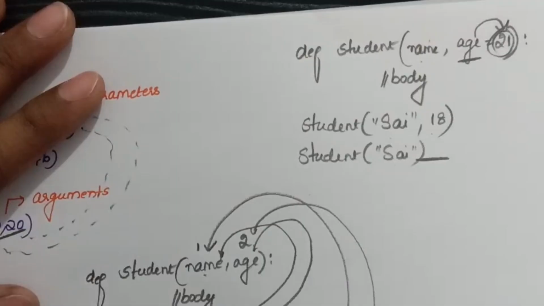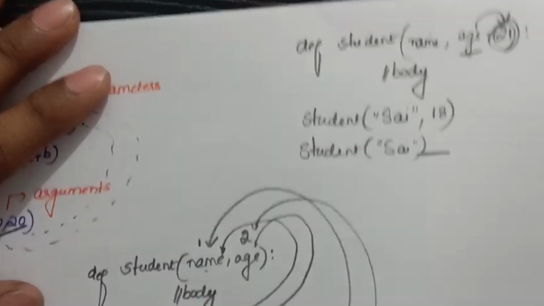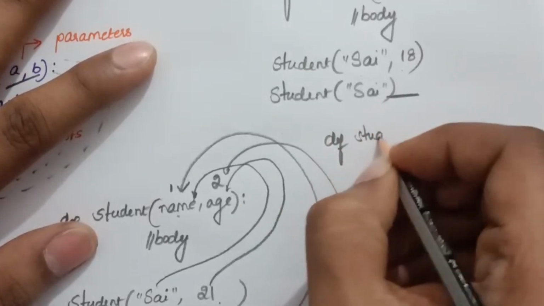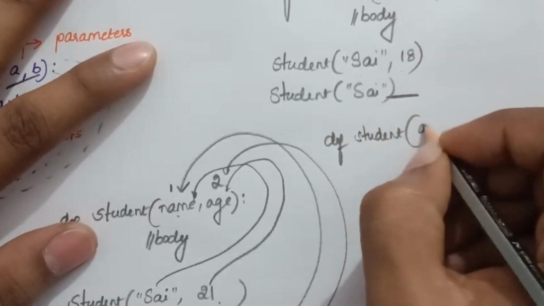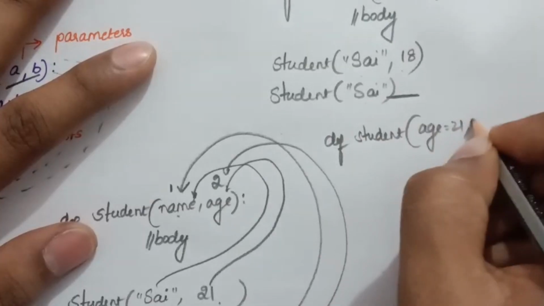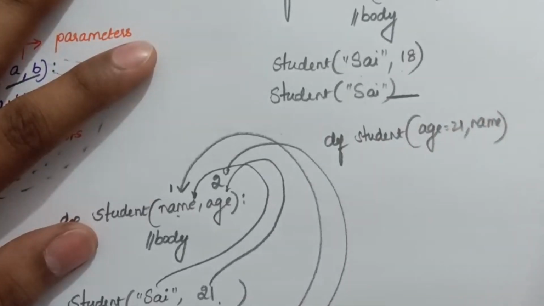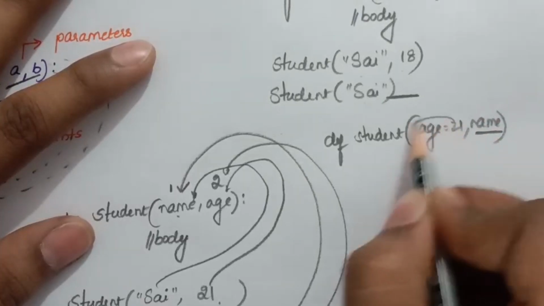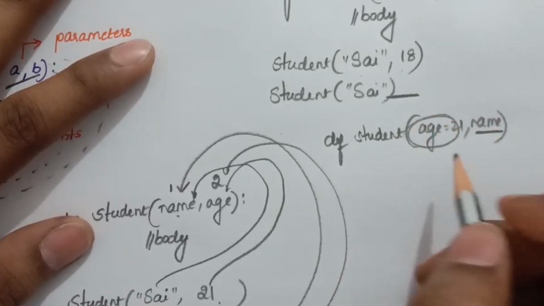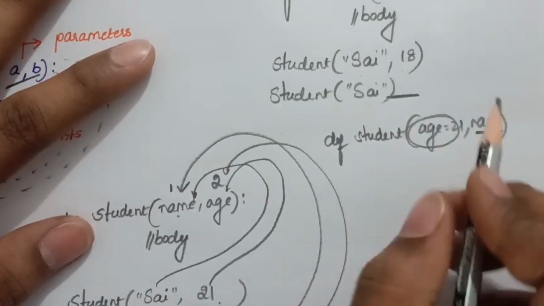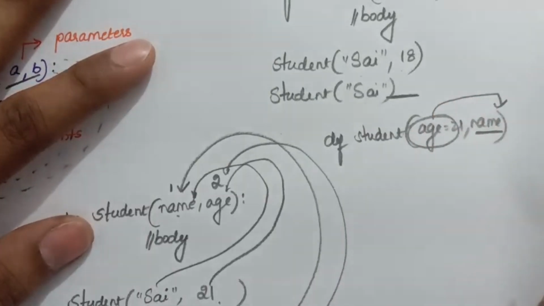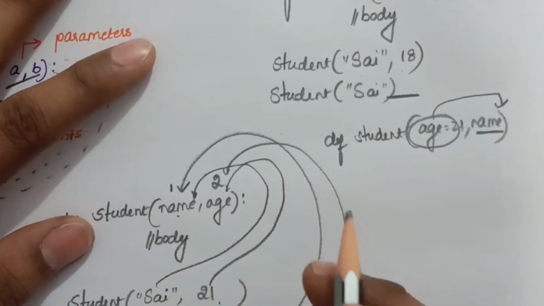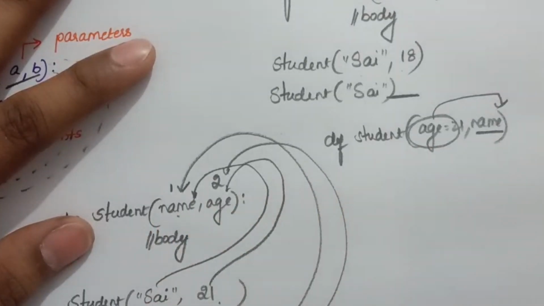One important thing to be remembered while using these default arguments is default arguments should always come after normal parameters in a function definition. Meaning, you should not write the definition of the function like this: def student age equals to 21 name. No, the positional parameters should come before the default parameters. If you want to use any default parameter, it should be at last, after all the positional parameters got completed. They should be placed at the end.